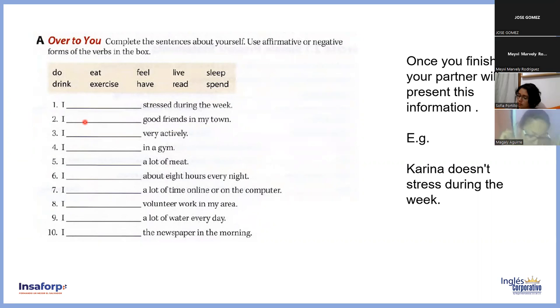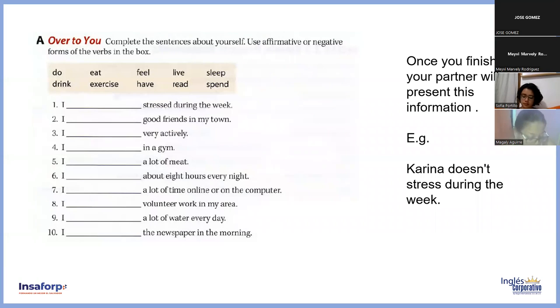She lives very actively. Mm-hmm. She lives number 4. She doesn't exercise in the gym. Mm-hmm. And then, number 5, she don't eat a lot of meat. She doesn't eat a lot of meat. Okay, perfect. Thank you, Jose.